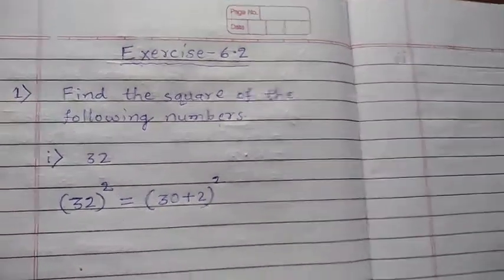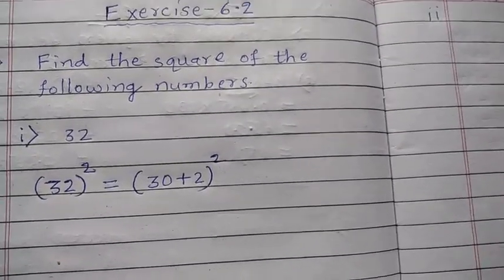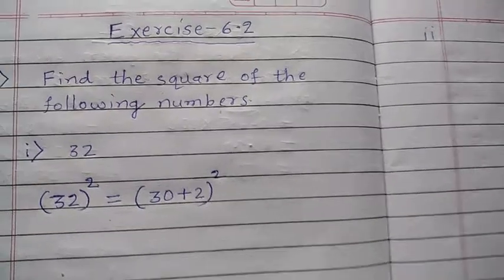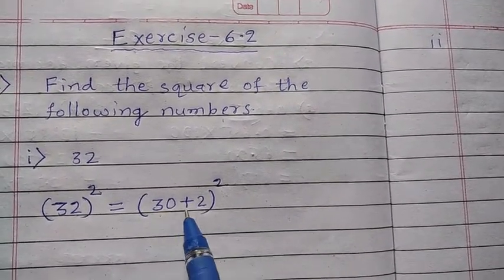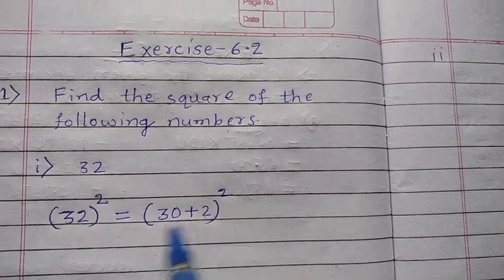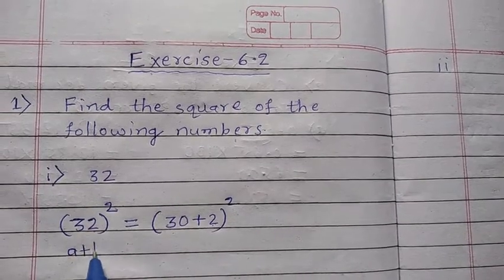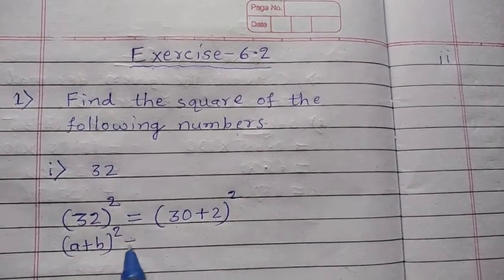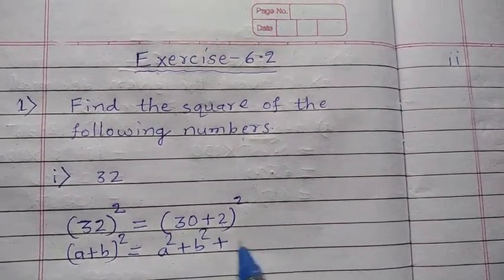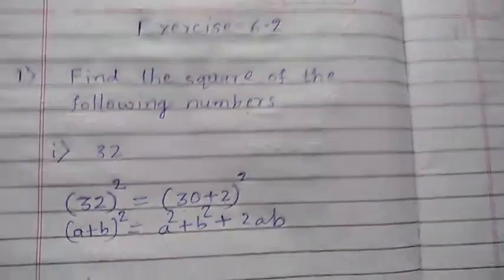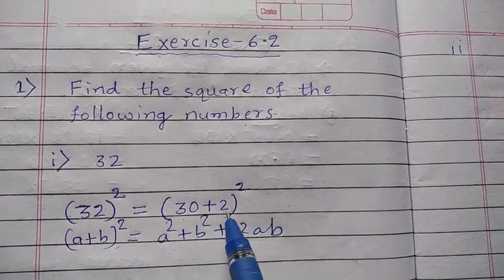See here students, here we have to use an algebraic formula. So what is that formula? All of you see here: (a plus b) whole square. Let me write that formula here. (a plus b) whole square is equal to a square plus b square plus 2ab. So using this formula, now we have to solve this problem.